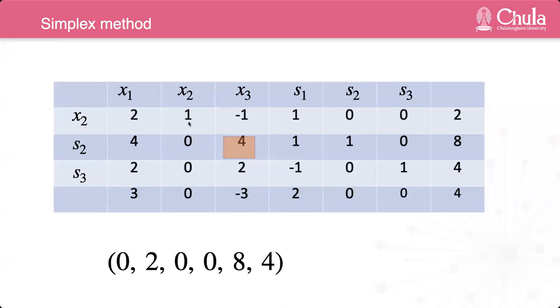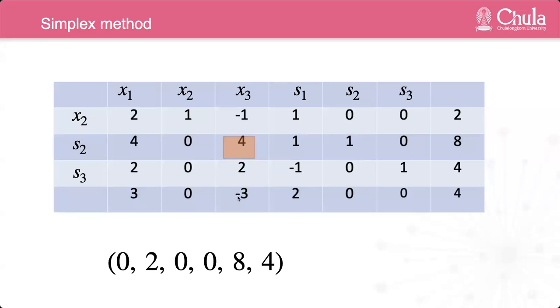We perform row operation and then becomes 1, 0, 0 here. Over here, we have x2 as our basic variable. S2, S3, right? For non-basic variable, we have x1, x3, and S1. Okay, so the current point is 0, 2, 0, 0, 8, 4.